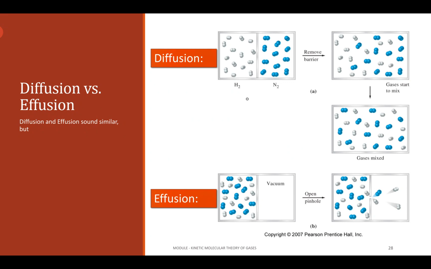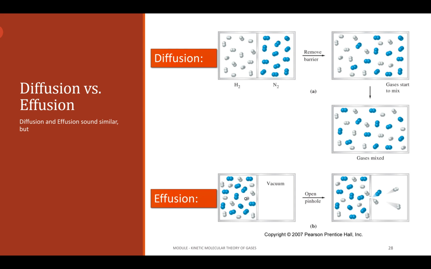So here are some pictures to help you with the distinction between diffusion and effusion. For this diffusion picture, we see that one half of the container is filled with hydrogen gas, and one half of the container is filled with nitrogen gas. Then if we remove this barrier in between, the two gases will start to mix. The hydrogen will be traveling faster because it's the lighter molar mass gas, and the nitrogen will move a little bit slower. But eventually, both gases mix. So if we're talking about the rate of diffusion, we're talking about the rate at which these two gases mix.